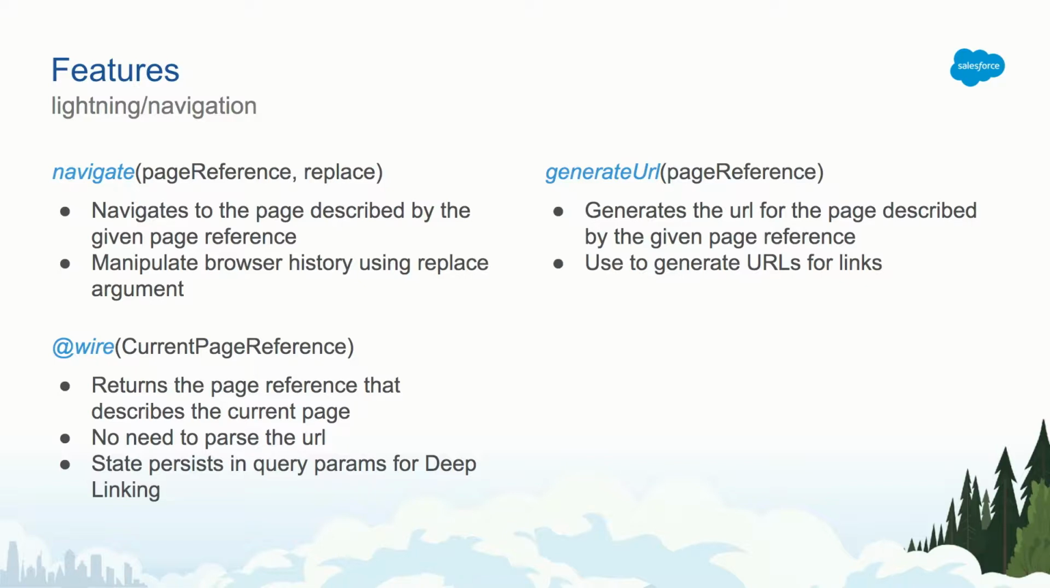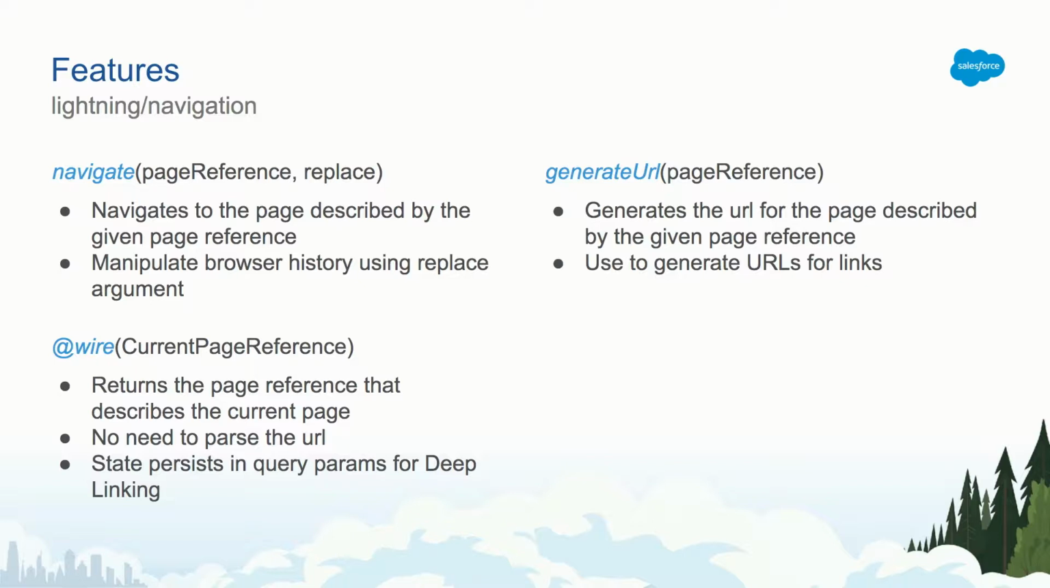There's generateUrl. This will generate the URL for the page that's described by your page reference. This is really great for generating links. You no longer have to hard code them. You can just call this function, and it will give you the correct URL in LEX and in communities.